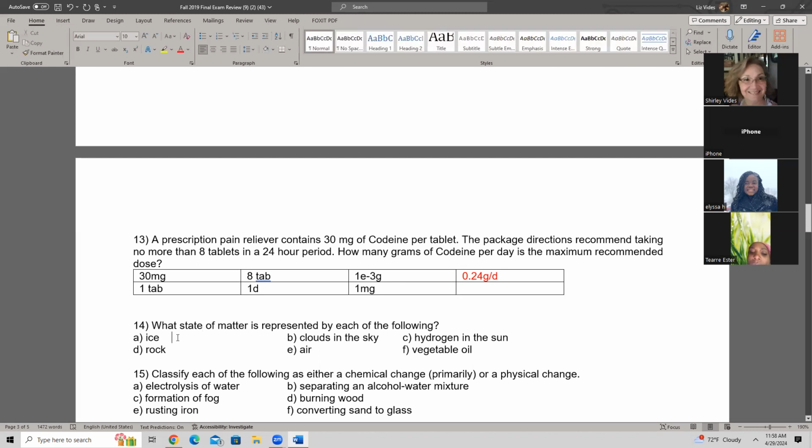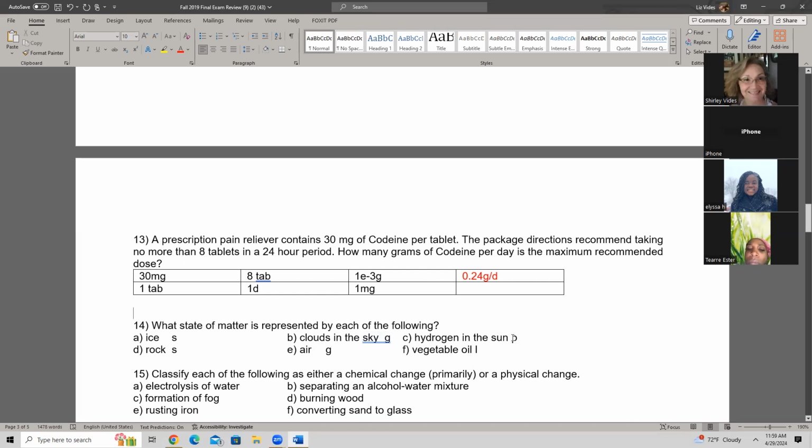Okay, so these are easy. Obviously, that's a solid. That's another solid. What is this one? Clouds in the sky. Well, that would be a gas, right? Yeah. And then air is another gas. Yes. And then hydrogen in the sun is actually plasma. You said plasma? Plasma. And vegetable oil is liquid. Yeah. We have 4 states of matter that we went over.